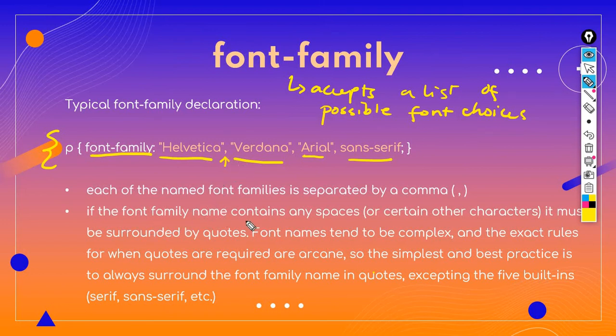If the font family name contains any spaces or certain other characters, it must be surrounded by quotes. Font names tend to be complex, and the exact rules for when quotes are required are arcane. So the simplest and best practice is to always surround the font family name in quotes, excepting the 5 built-ins, which are serif, sans serif, and etc.